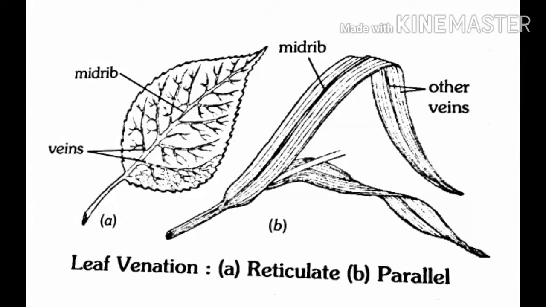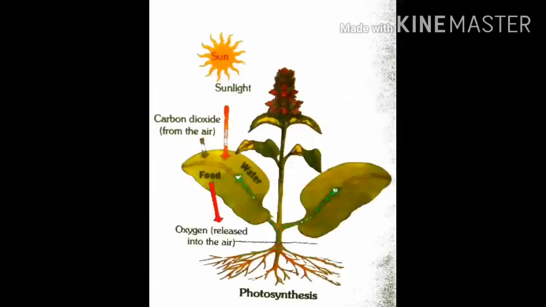Wheat and maize are the best examples for parallel venation. Some grasses are also good examples. The veins are parallel to each other. Next one, functions of leaf. The main function of the leaf is photosynthesis.